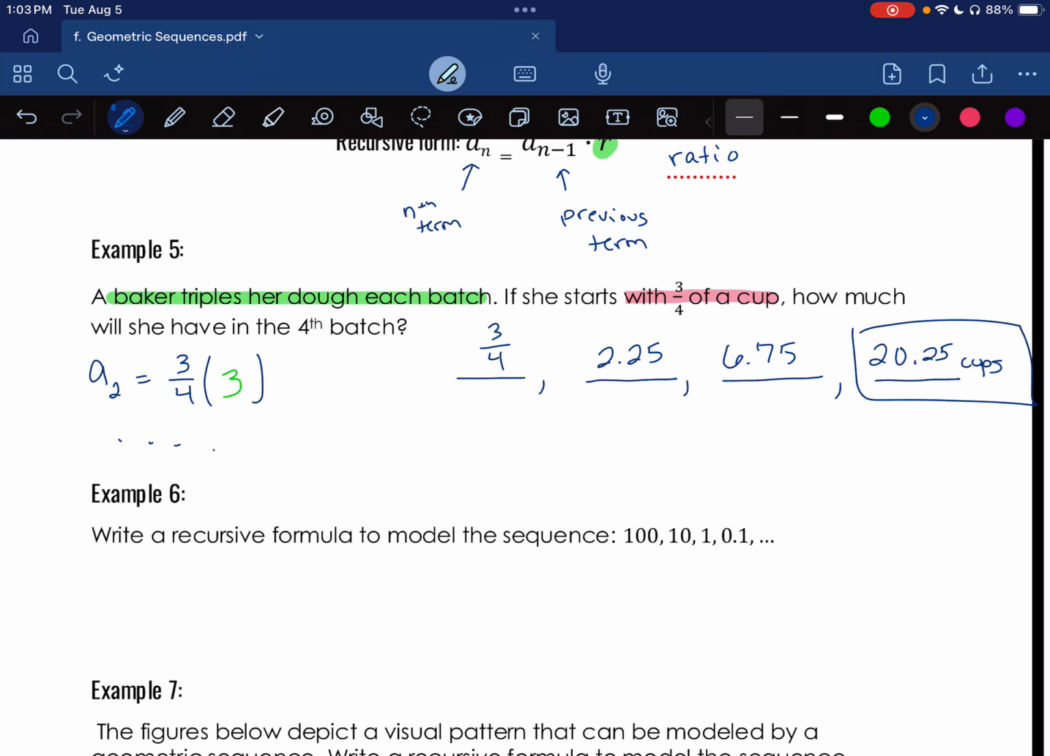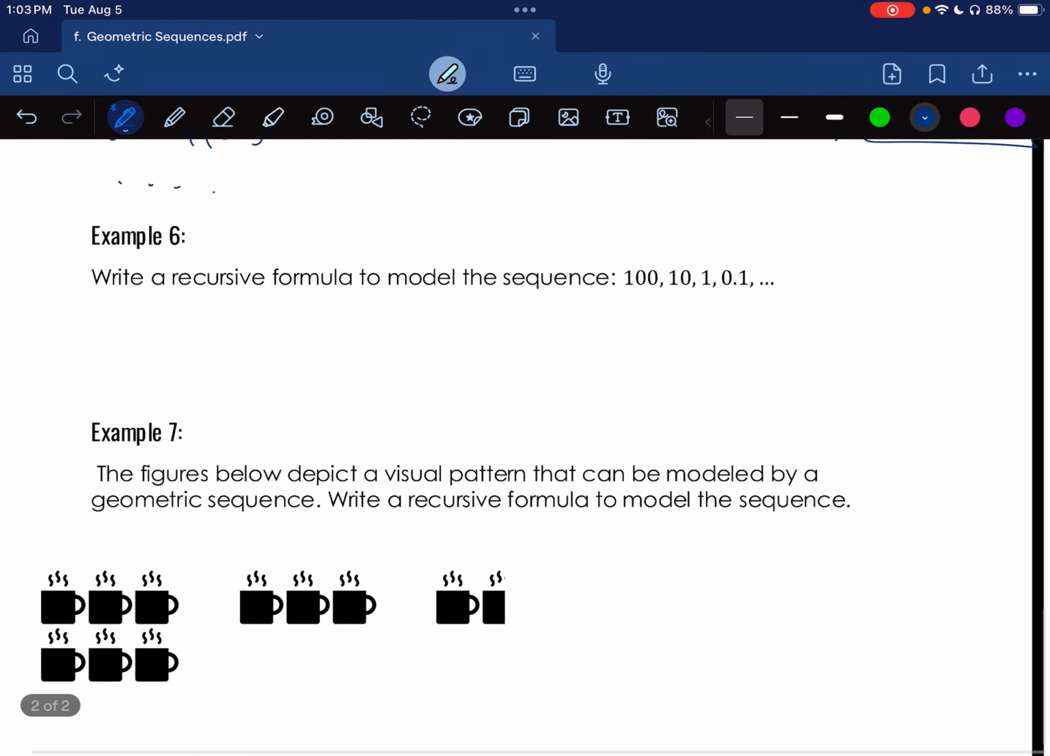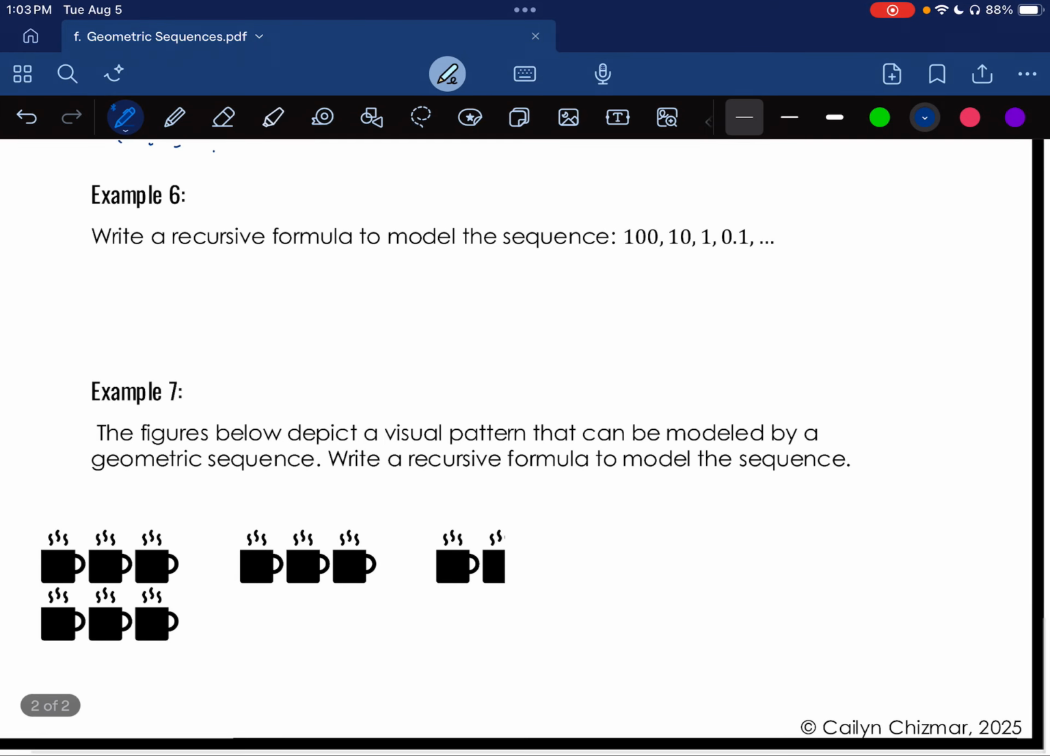All right, so let's write our recursive formula to model the sequence. So a sub 1, I think that's important to know, is 100. But for everything else, a sub n is going to be equal to a sub n minus 1 times 1/10. And how I figured that out was I noticed I was dividing by 10 each time.